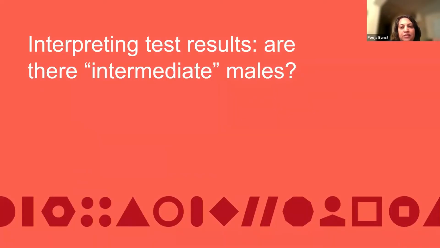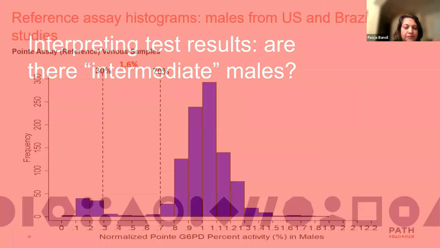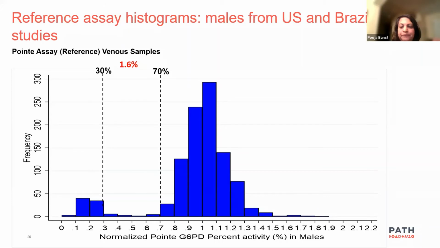Interpreting test results. Are there intermediate males? Next slide. This is a histogram generated from males from venous samples using the reference Point Scientific assay from clinical data from the US and Brazil studies that are going to be published soon.